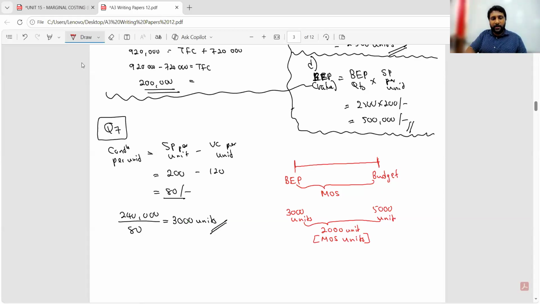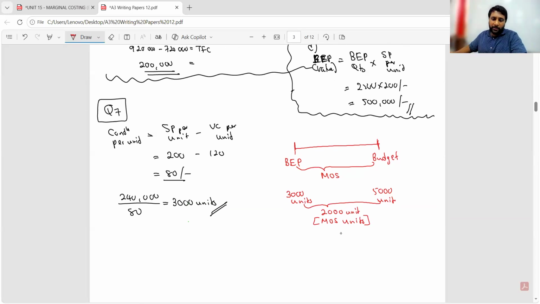So here we'll construct a formula. Margin of safety quantity equals budgeted units minus the break-even point units.